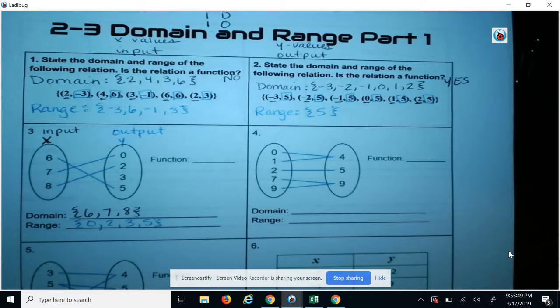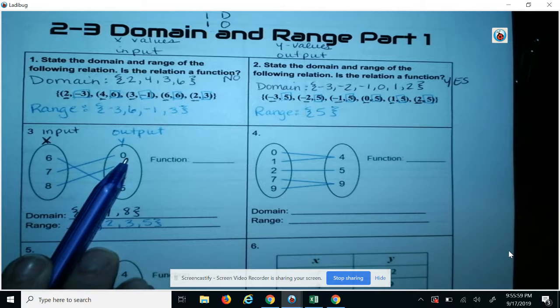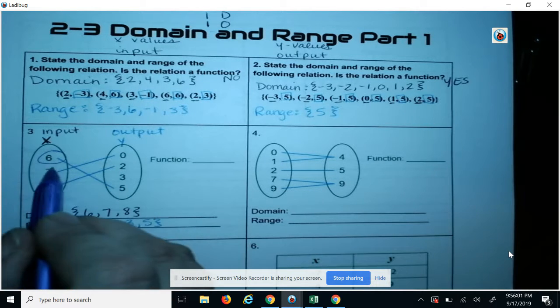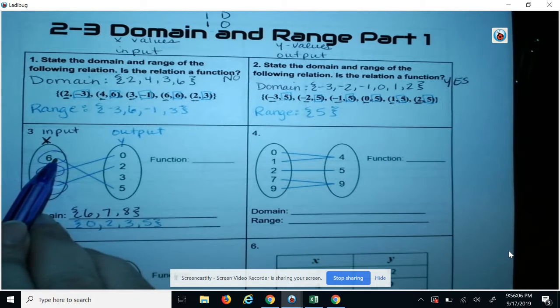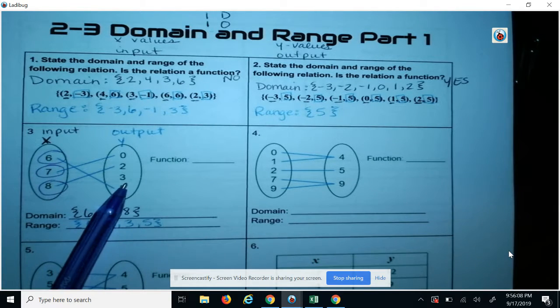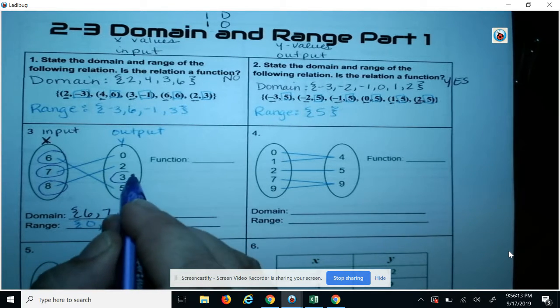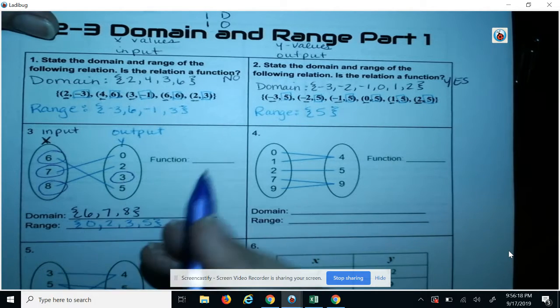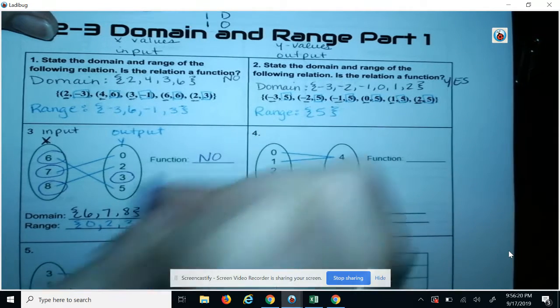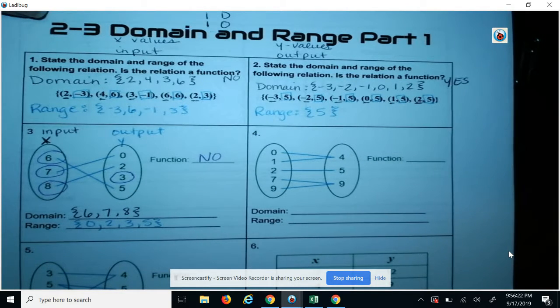Now, we've been talking about the mappings, and we've been saying that if each input has one output, then it is a function. And if I look at this, each input has exactly one output, but we also have to have an input for each output. So you see here, we have a 3 that has nothing mapped to it. We have an extra output, and this makes it not a function. So there's one extra little stipulation there.